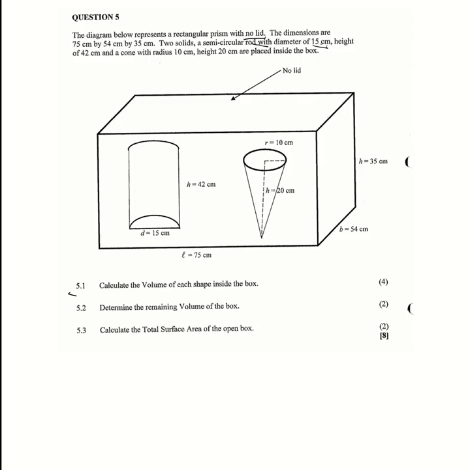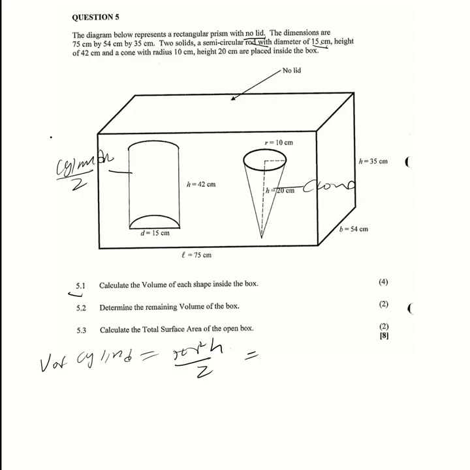Question 5.1. Calculate the volume of each of the shapes inside the box. Now we're talking about the rod, which is making up what? A cylinder, or half a cylinder, so it is then divided by 2. The volume of a cylinder is the area of the base times height. The area of the base is pi r squared, times height.